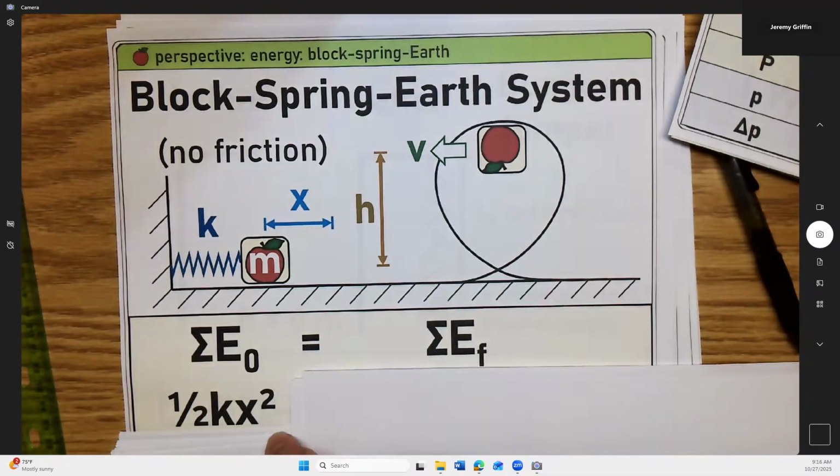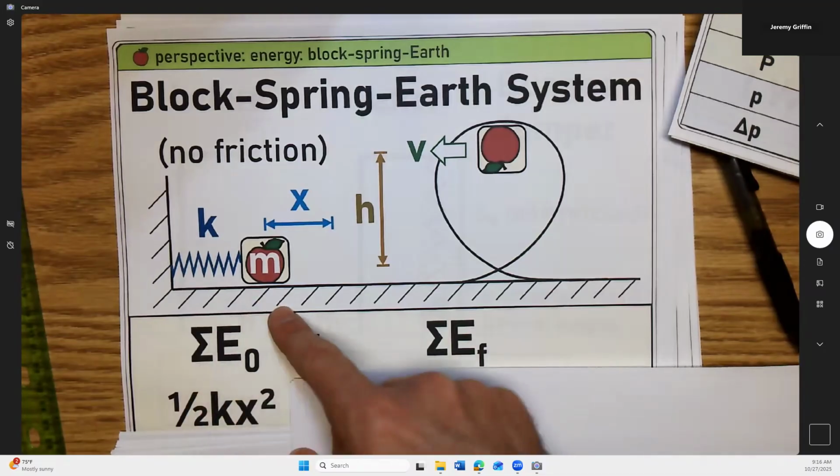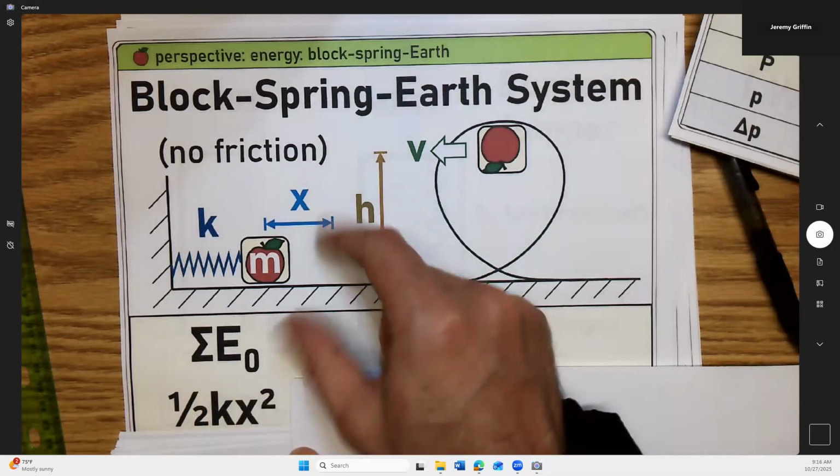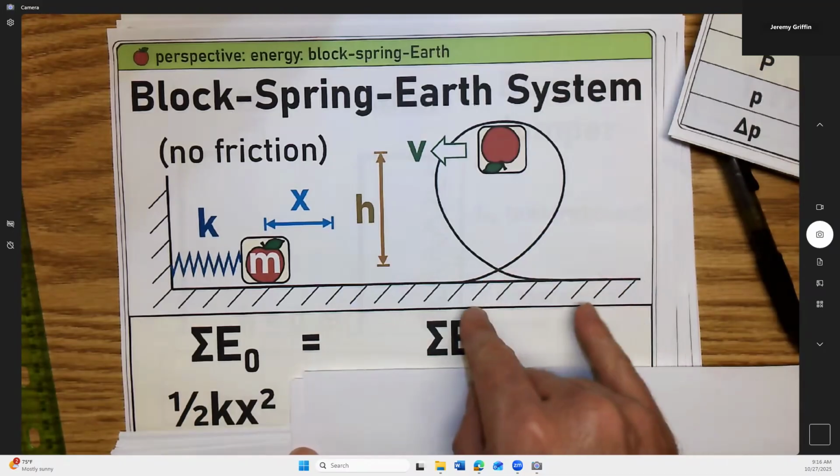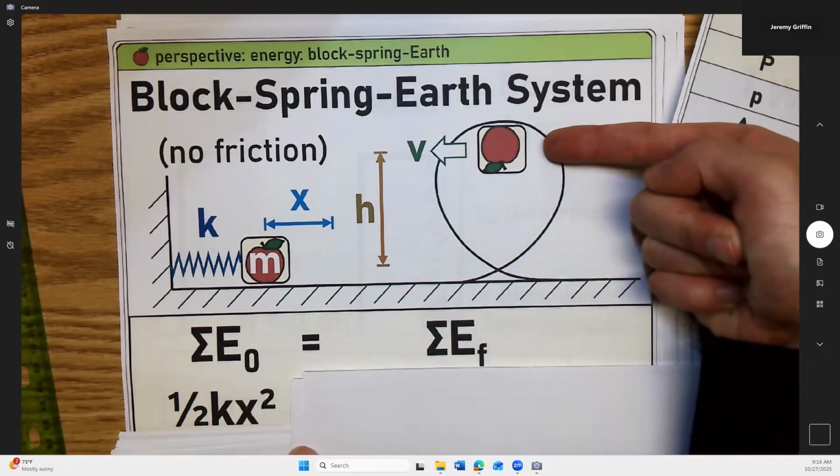So I've got my 1/2 kx squared. That's the source of all the energy. True? Is that okay? Then I let go and it flies around. What type or types of energy do you think it has right here?